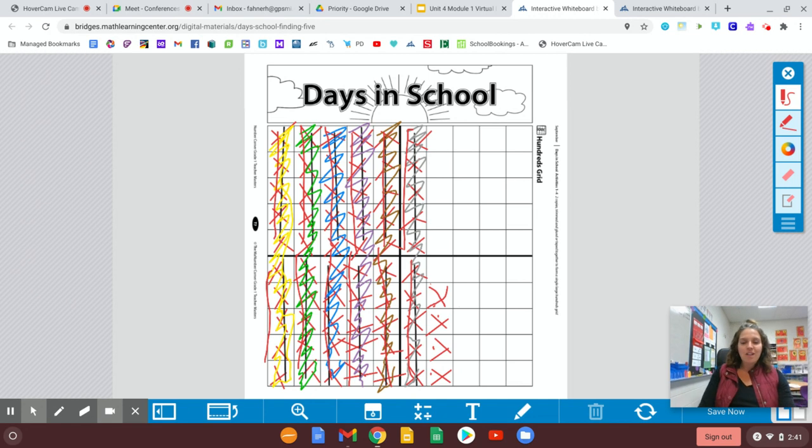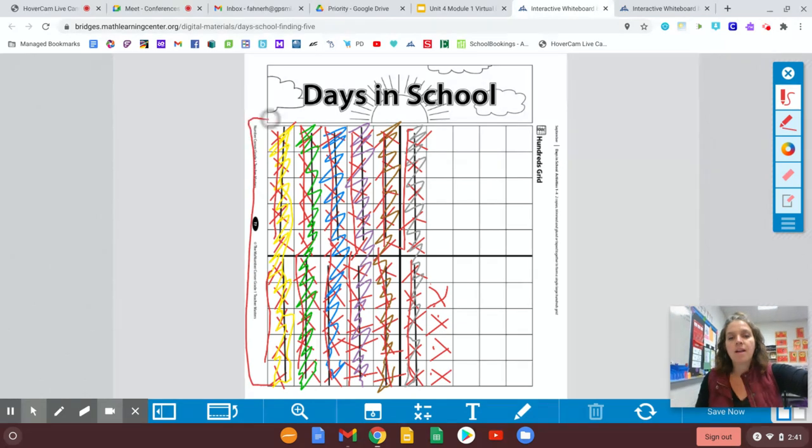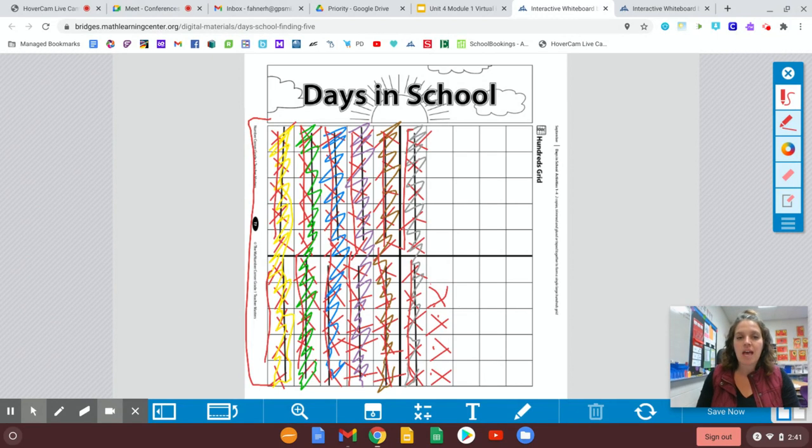64. Right, now let's count by 10s. And when all the 10s are gone, then we can count by 1s. So remember, this whole group here is a group of 10. It's kind of like our 10 sticks or our trains of 10 cubes. So let's count by 10s to count the days in school.